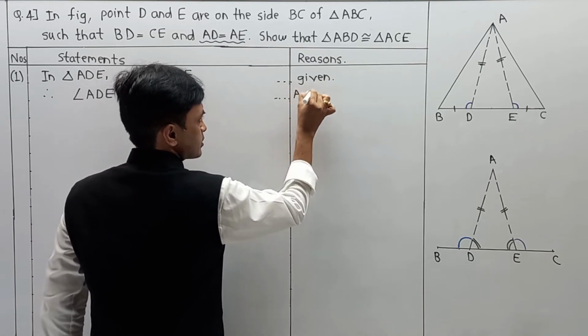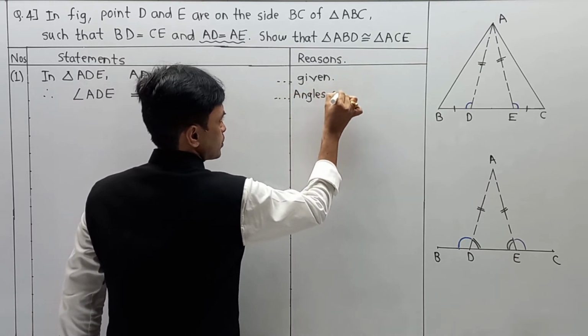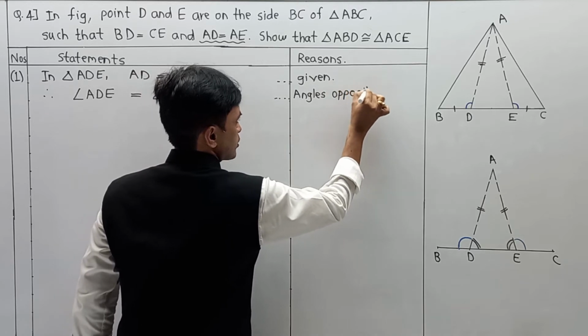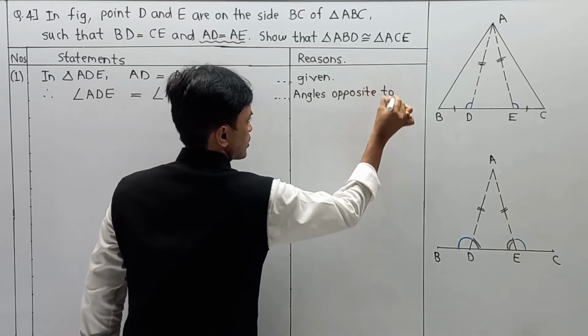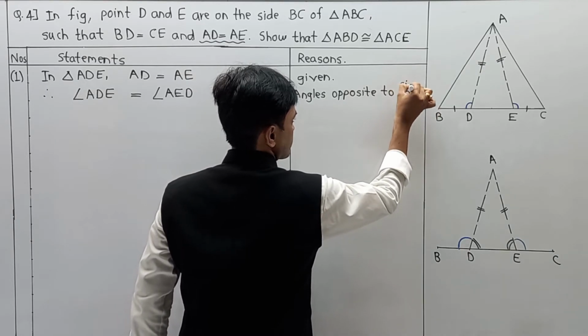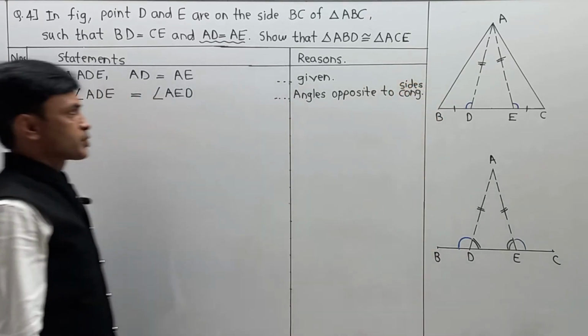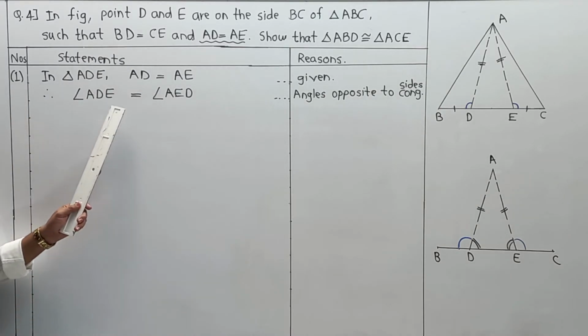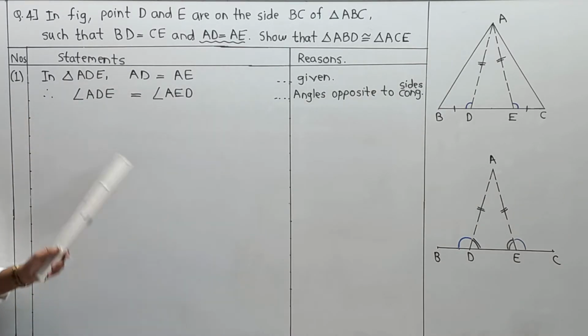Angles opposite to congruent sides, and in this way the first part: angle ADE is equal to angle AED over here.